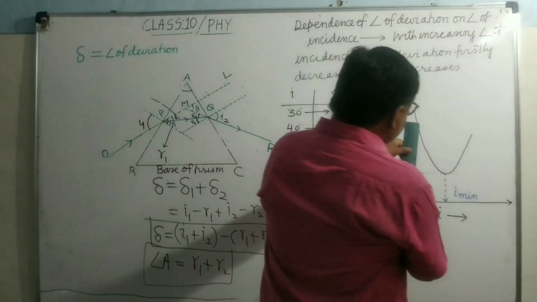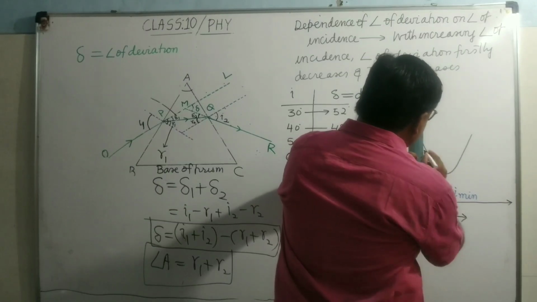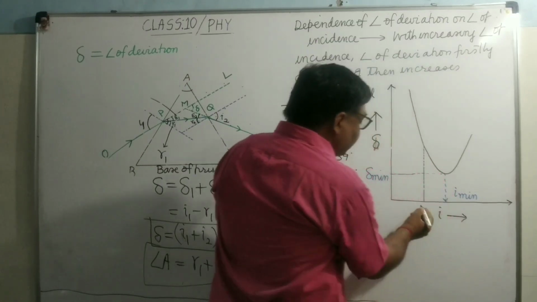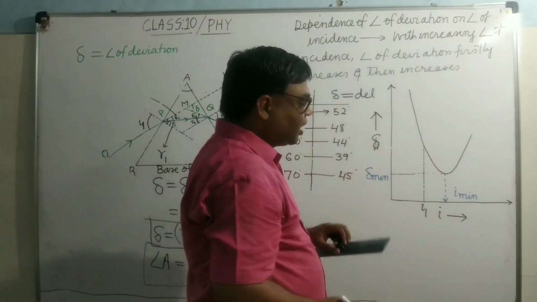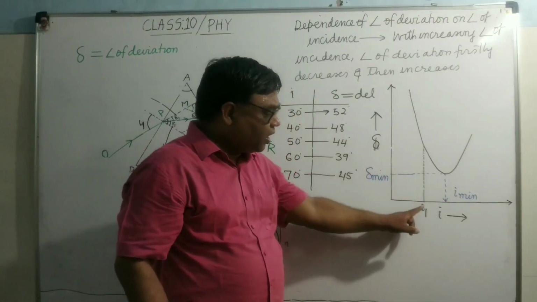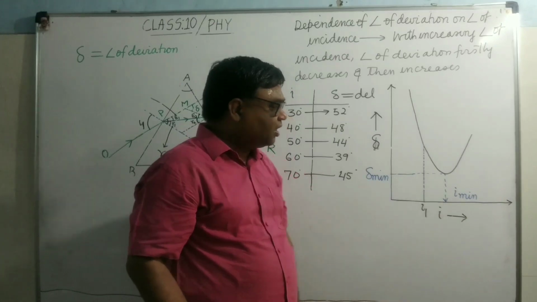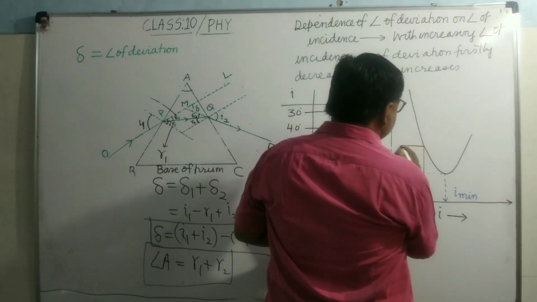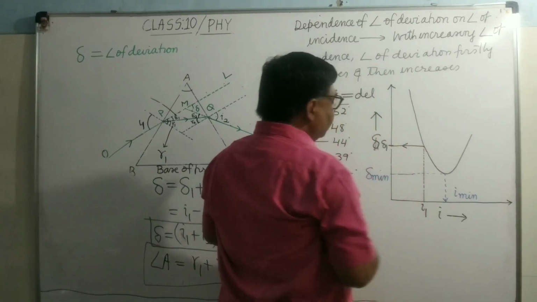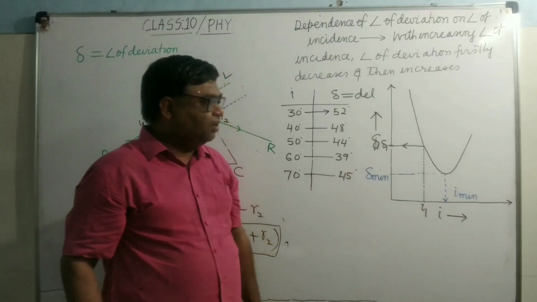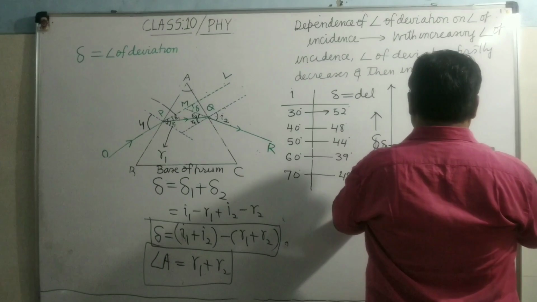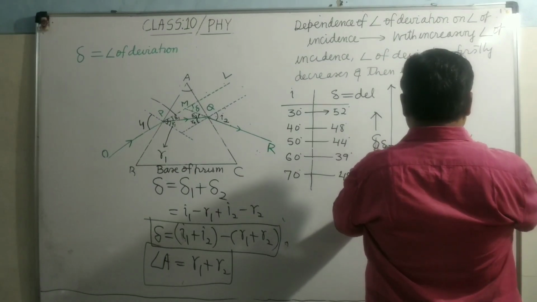It will be more than delta minimum. You can see in the graph. Suppose when the angle of incidence has this value, which is smaller than i minimum. It's clear, i minimum is the angle of incidence corresponding to the minimum deviation. So when the angle of incidence is i1, which is smaller than i minimum, what is the angle of deviation? The angle of deviation is this, you can name it delta 1. It means delta 1 is greater than delta minimum. It's clear. Similarly, if you take another value, it's clear.